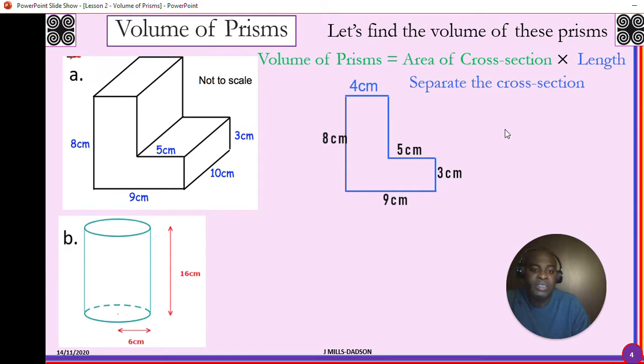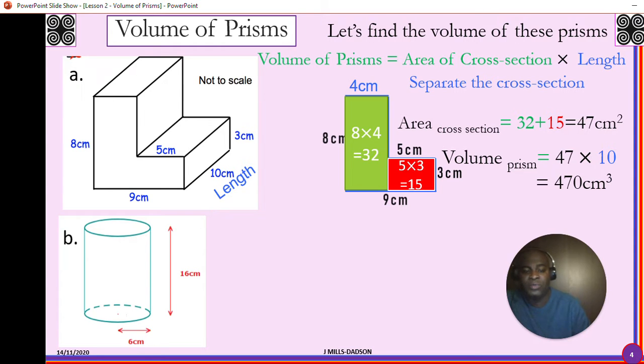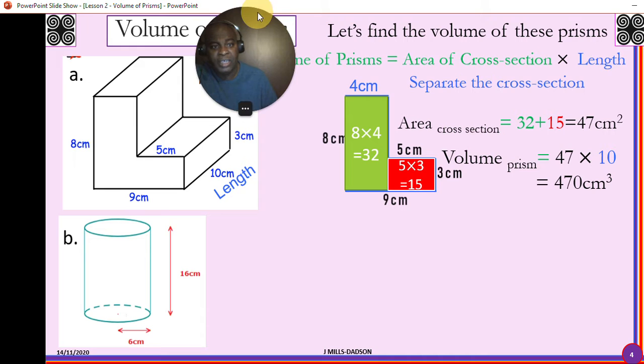Now let's split the cross section into two distinct rectangles. First area is 32, second area is 15. So the total cross section area is now 47. 32 plus 15, 47. Now I know my cross section. What is my length? 10. 47 times 10, 470 cm cube. So I know the volume of A is 470 cm cube.